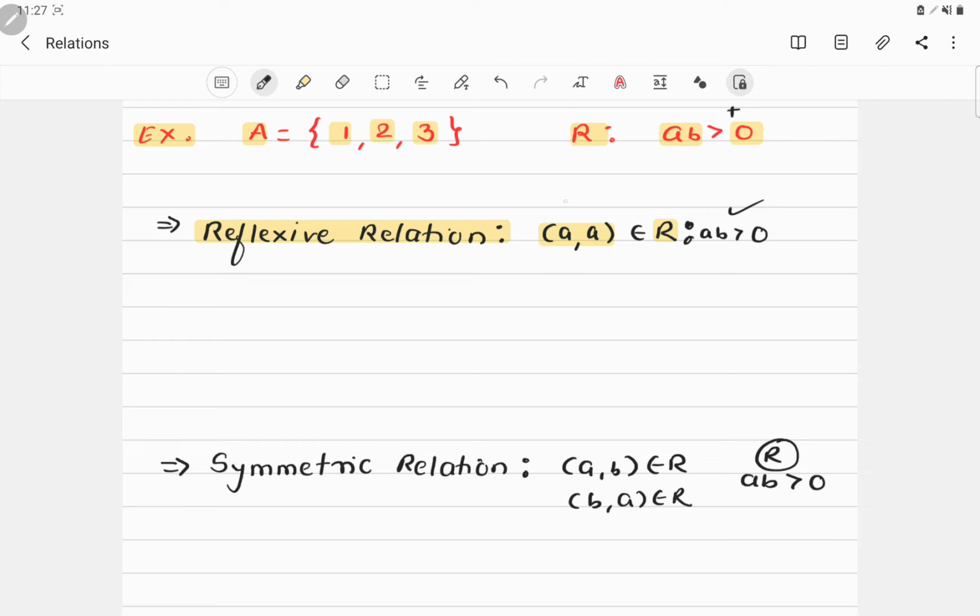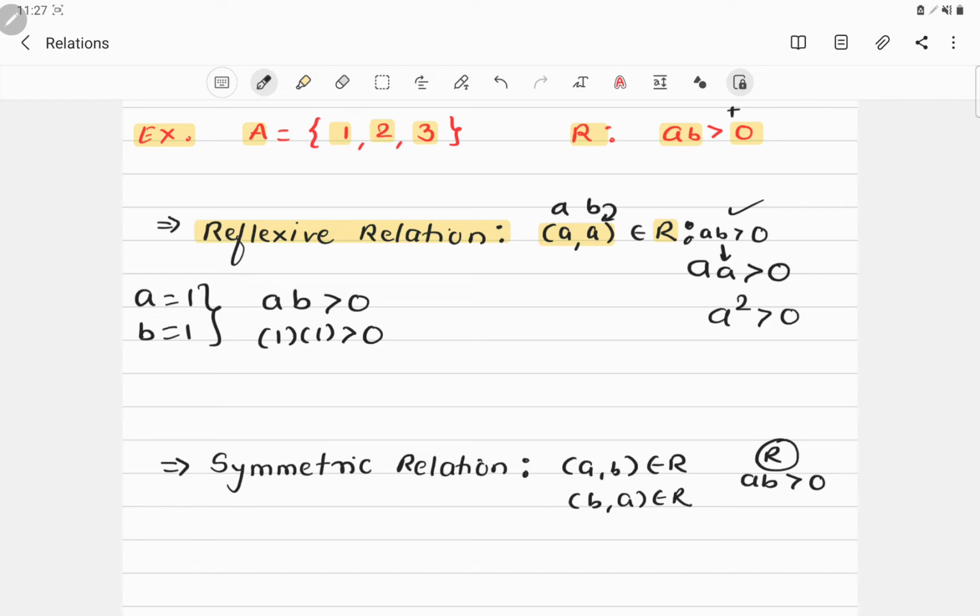Now friends, in this case A is A and B is also A. Therefore, if you substitute A for both, it is greater than 0, because A squared is always greater than 0. Let me explain this. If I say A is 1, then in the case of reflexive, A and B are exactly the same, so B is also 1. If you multiply 1 with 1, the answer is 1, which is greater than 0. What if I consider the second element 2? If A is 2, then B is also 2. In that case 2 times 2, which is 4, is also greater than 0. If you consider 3, the last element, you will observe 3 times 3 is greater than 0.